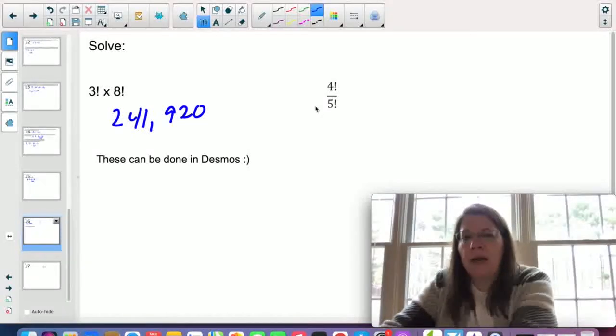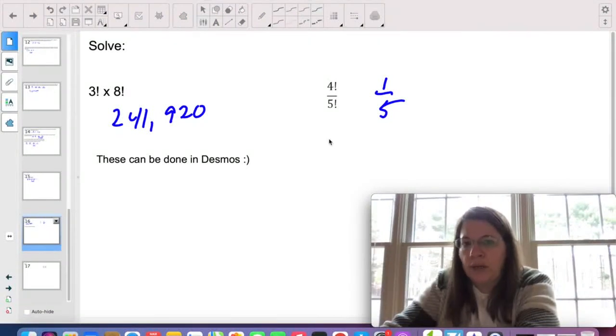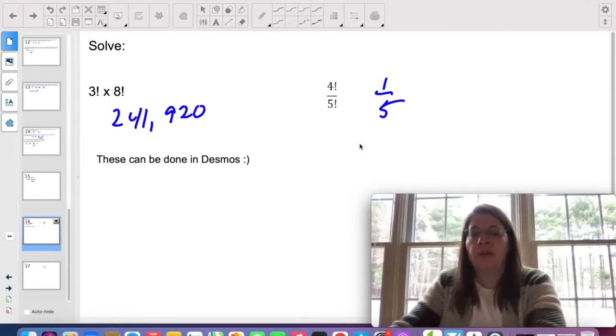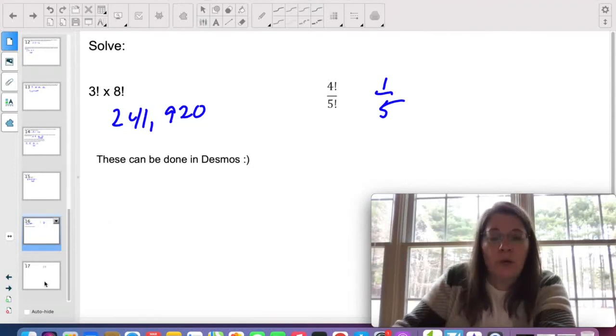And keep in mind, this one is so simple. We could do that very, very easily on our own. 4 times 3 times 2 times 1 over 5 times 4 times 3 times 2 times 1. So the 4, 3, 2, 1 all cancel top and bottom, just leaving us with the 1/5. So you could probably really do that one in your head without even worrying about Desmos.